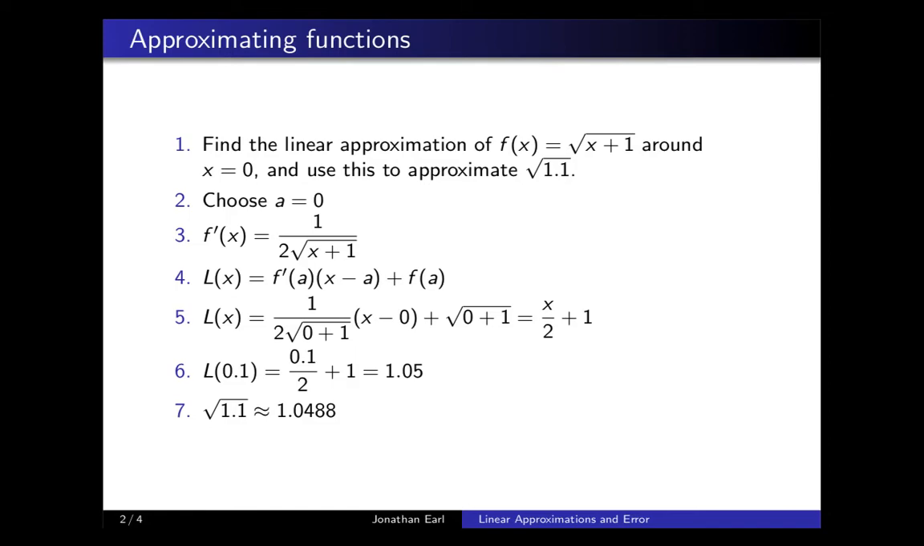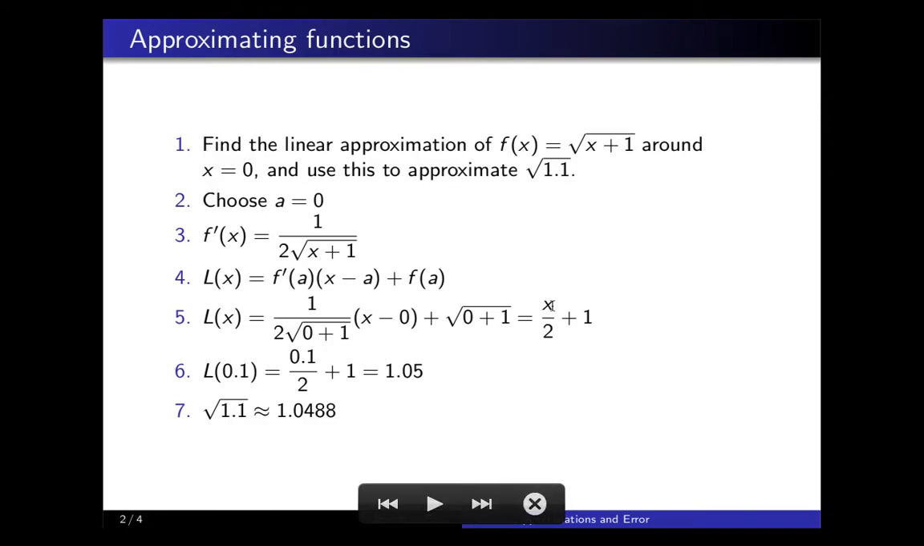And then we said that we want to approximate the value of the square root of 1.1. So one mistake that you might make is to put 1.1 in here for x. What you want to do is you want to ask, what is the x value that I need to put in here so that f of x is the thing you want to approximate. So here we want to put in x equals 0.1. That way f of 0.1 will give us the square root of 1.1, which is the thing we want to approximate.